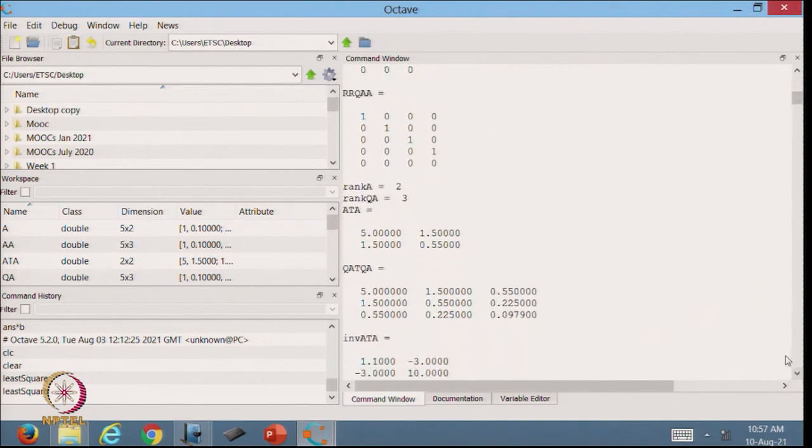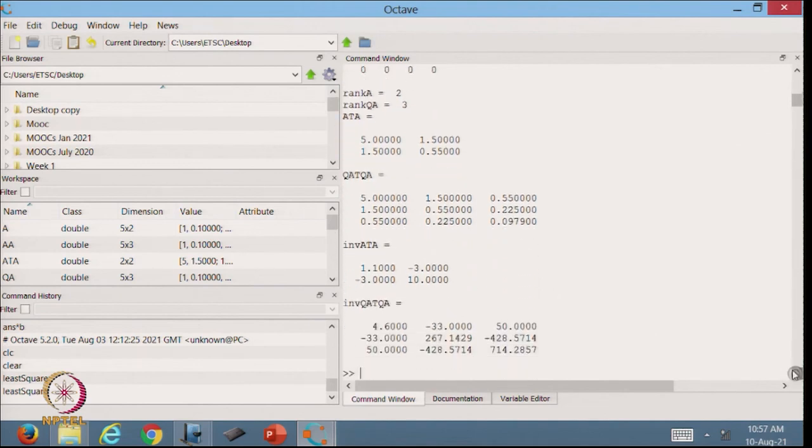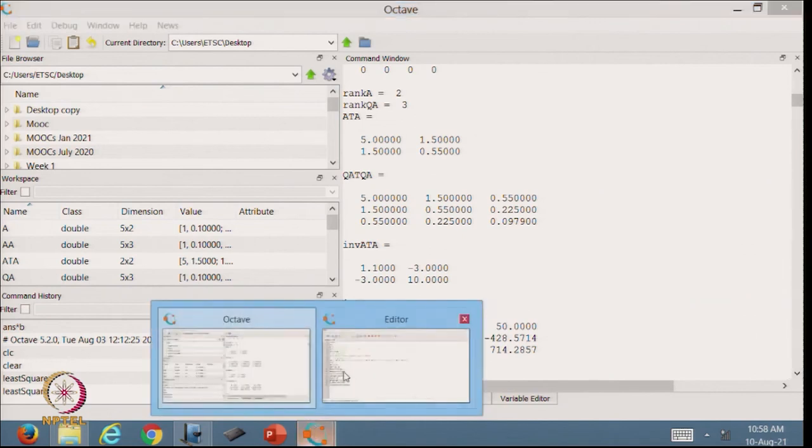Now, after that I have defined ATA. So, A transpose A matrix I have defined. This is a 2 cross 2 matrix, and these are the values. Similarly, I have taken the QA transpose QA. So, this is a 3 by 3 matrix I will get, and you can check that this is a symmetric, positive definite matrix. Then I have defined the inverse of this ATA. So, this is the inverse that is coming, and here is the inverse for QA, the corresponding quadratic, and this value is coming. So, up to now it is okay.